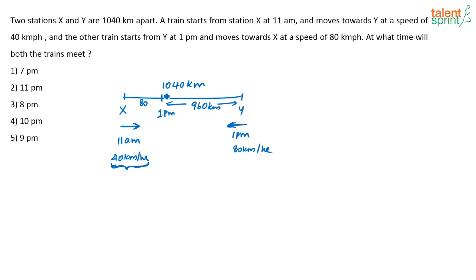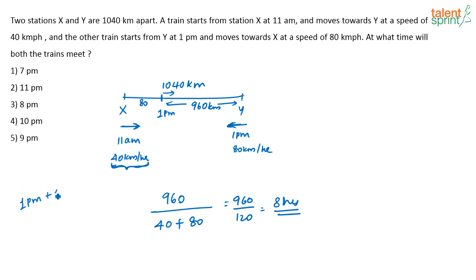So now the distance between both the trains is 960 kilometers, and what is the time in which they will meet? The distance divided by the relative speed will give you the time in which they will meet. What is the relative speed? 40 plus 80, or 120. So 960 divided by 120 is 8 hours. So from 1 PM, in 8 hours' time they will meet, or they will meet at 9 PM. So the answer here is option 5, 9 PM.